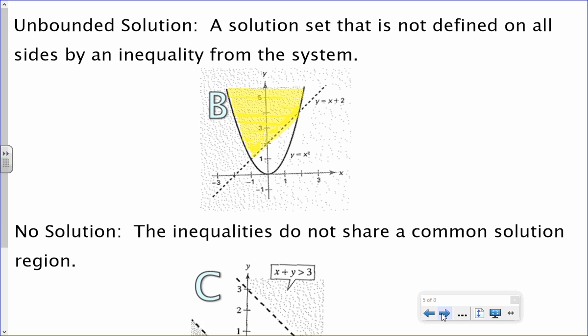All right, an unbounded solution. So here we have some vertex points, but notice how the solution set is just going to grow with the parabola. It's growing in one direction, which means it's unbounded. Not a big deal today, but it will be a big deal tomorrow.